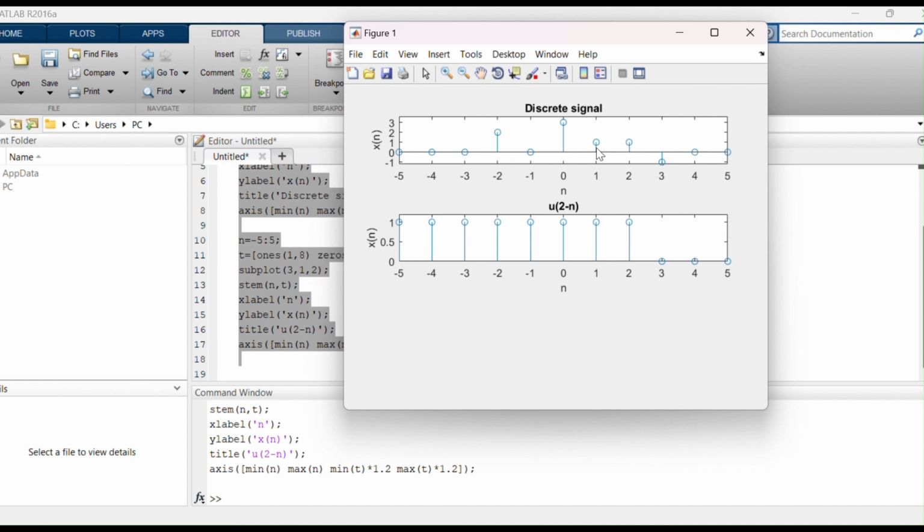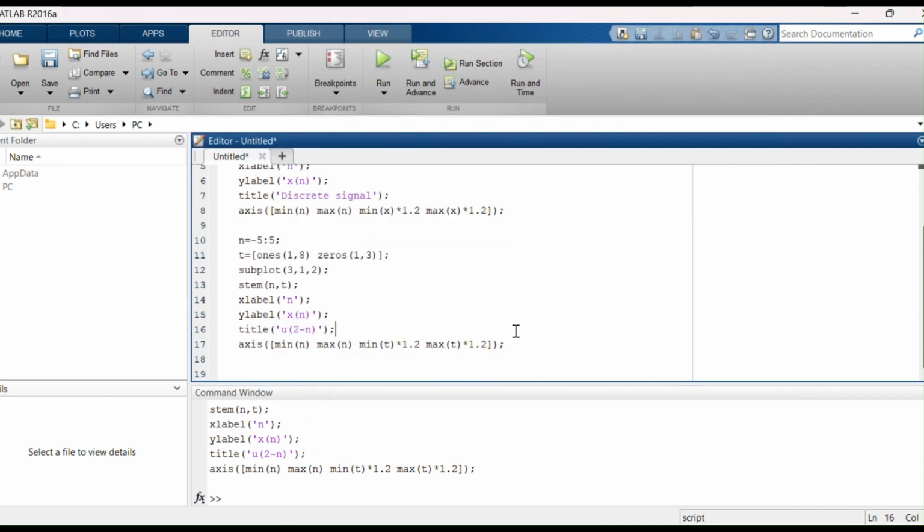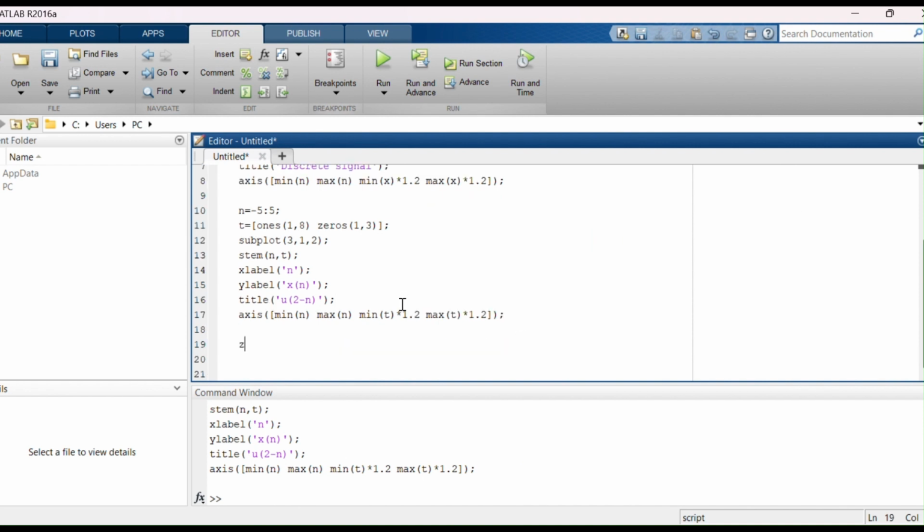Now we want to multiply this by this. So for example, here 0 times 1, we multiply the signals, so 0 times 1 will be 0. 0 times 1 will be 0. Negative 3 times 0, 0 times 1 will be 0. Over here, 2 times 1 will be 2. And like this. So now z is equal to t times x.